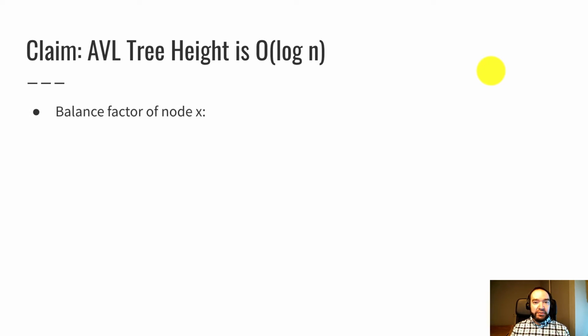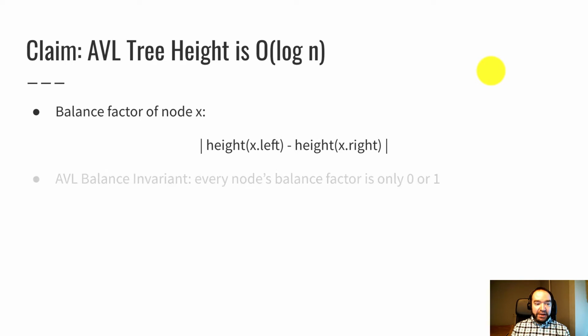Let's recap what we have to work with. The balance factor of a node is the absolute value of the difference between the heights of the two children of that node, and the AVL balance invariant says that every node's balance factor has to be only 0 or 1. Balance factor 0 is okay, 1 is okay, 2 is too much. 2 is over the line. It's too imbalanced to count as AVL.